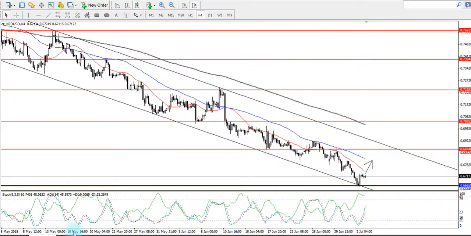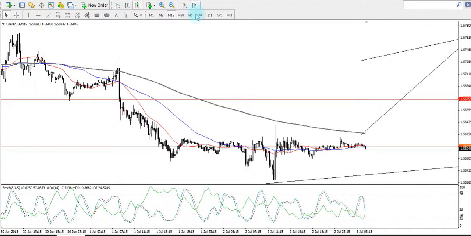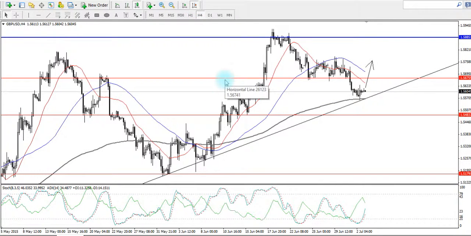Alright, so next we have the pound against the US dollar. Alright, so back to the 4-hourly chart. We've seen the price has been supported at a rising trend line, at the same time at the 200 moving average, and therefore we are still expecting price to rebound and gain even further from there.